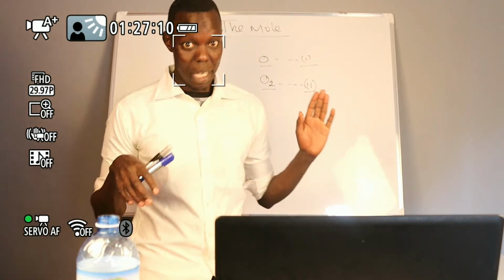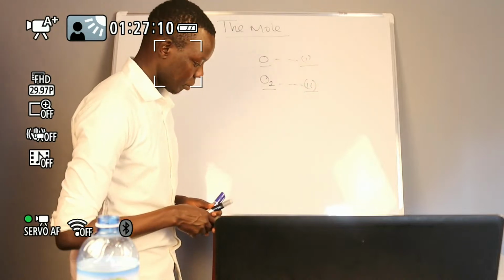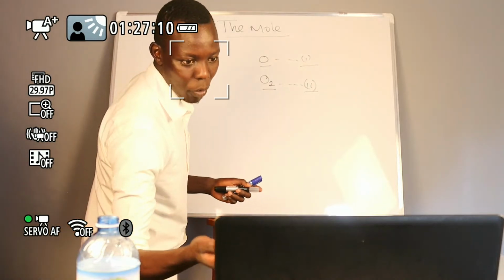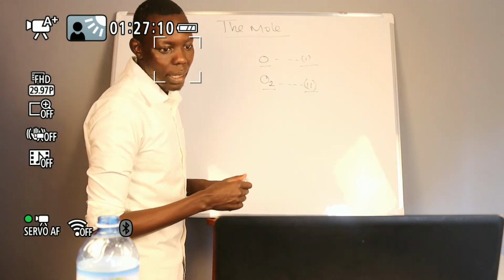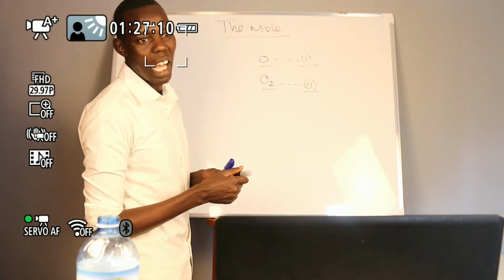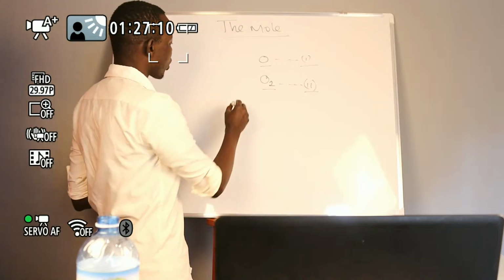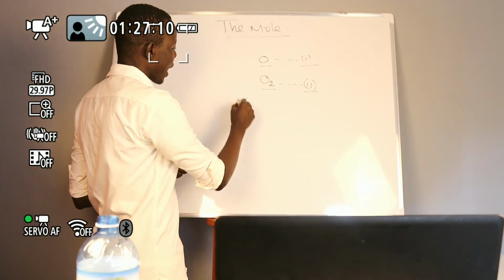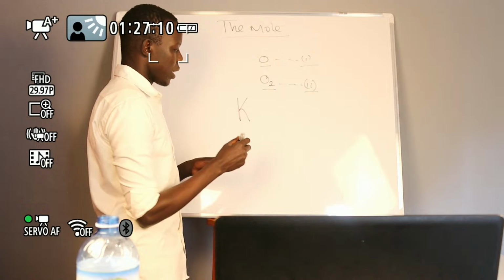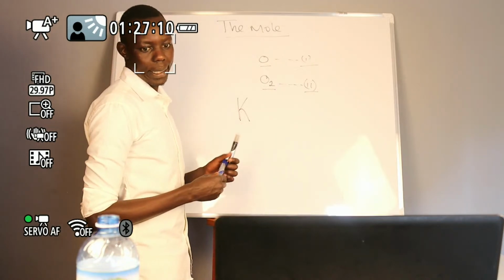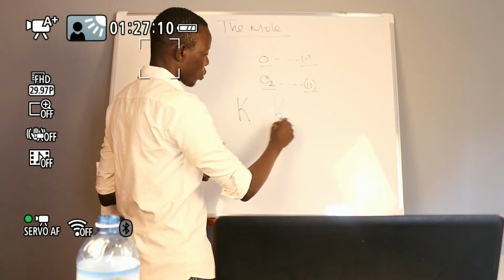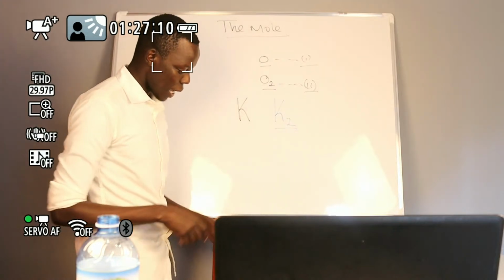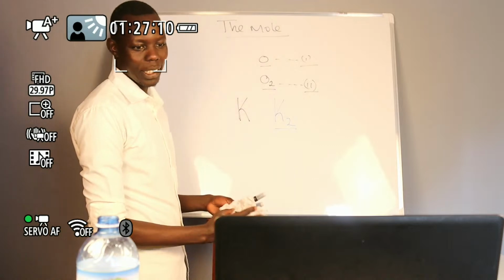Nimetumia tu hii. As I'm waiting for you to type for me, some elements exist as atoms and molecules. Zingine zina exist as atoms alone. For example, potassium. Unaandikanga tu K. Ile siku utaandika K2 as the symbol for potassium.